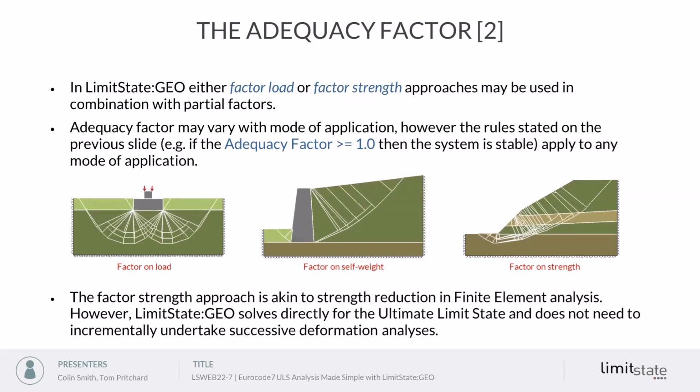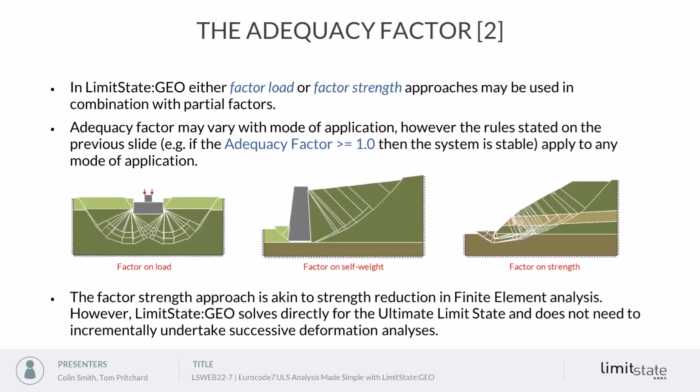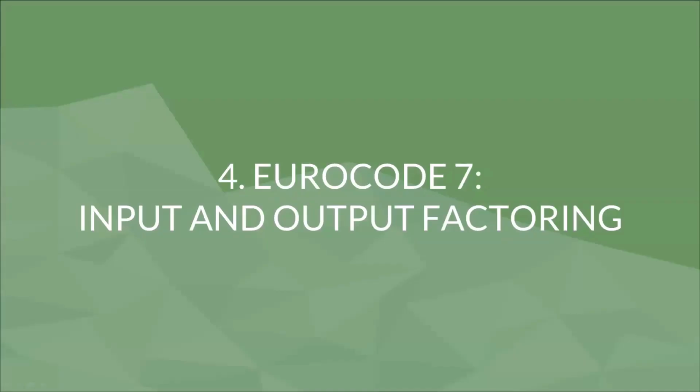And if you use a factor and strength mode, that's a little bit analogous to strength reduction in finite element analysis. However, LimitState GEO is what's called a direct method. It goes straight to the ultimate limit state using optimization and doesn't need to take incremental successive deformation analyses. Okay, so that summarizes how we get our models to the ultimate limit state. And we've got a range of methods available to us, which we can use to check the sensitivity of particular loads or the sensitivity of the system to particular loads.